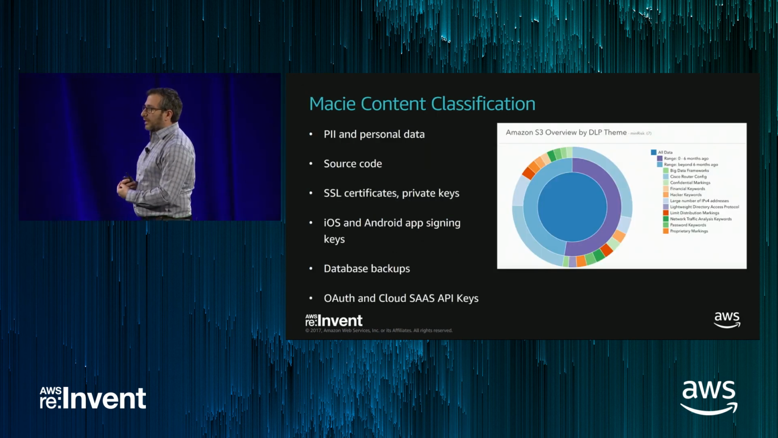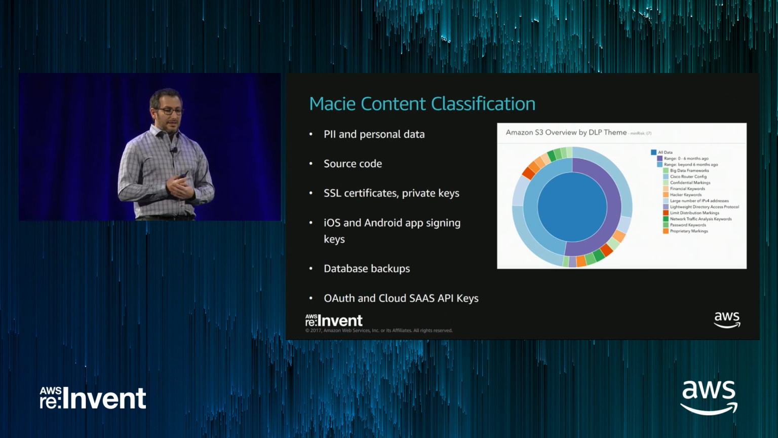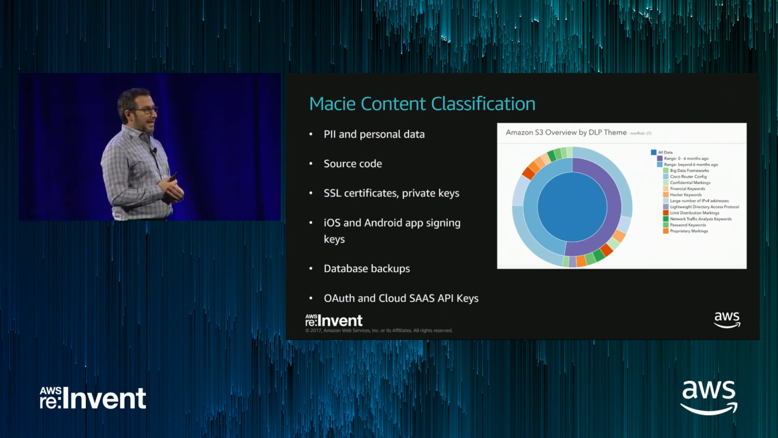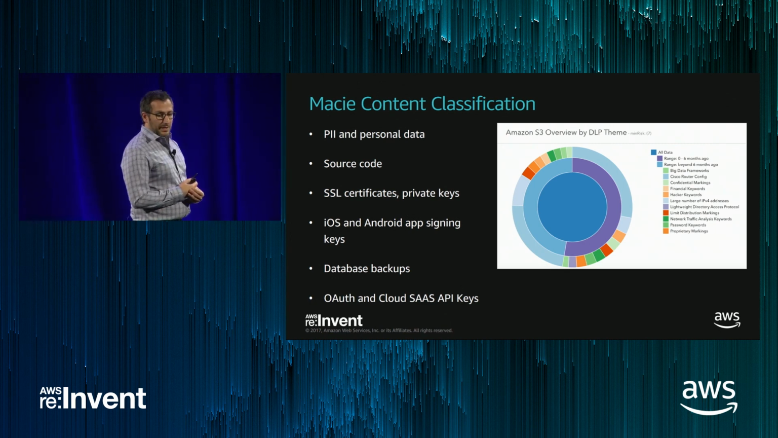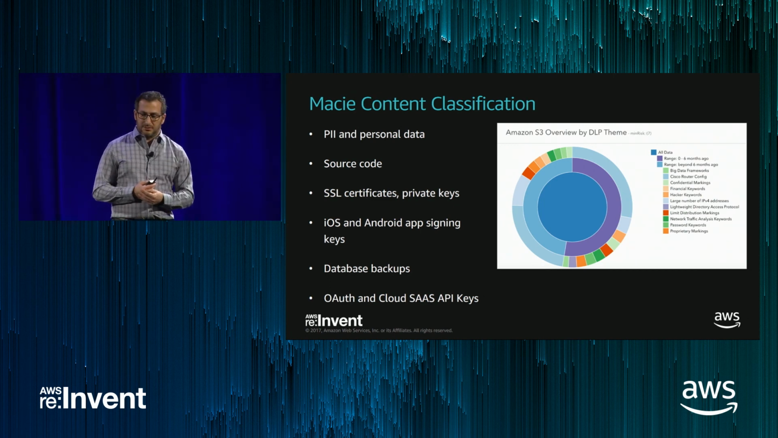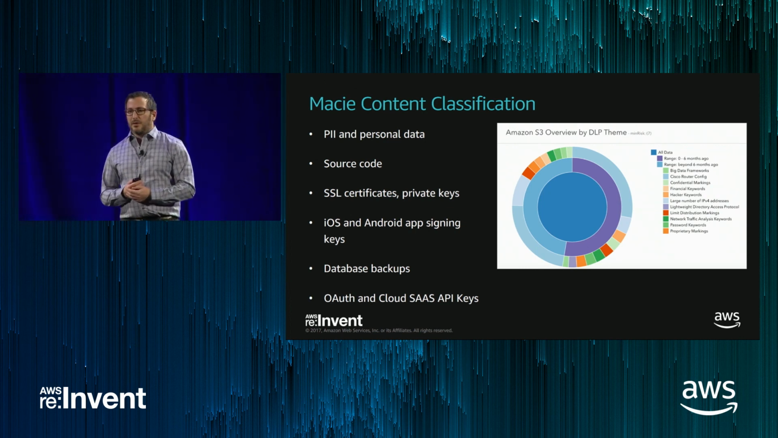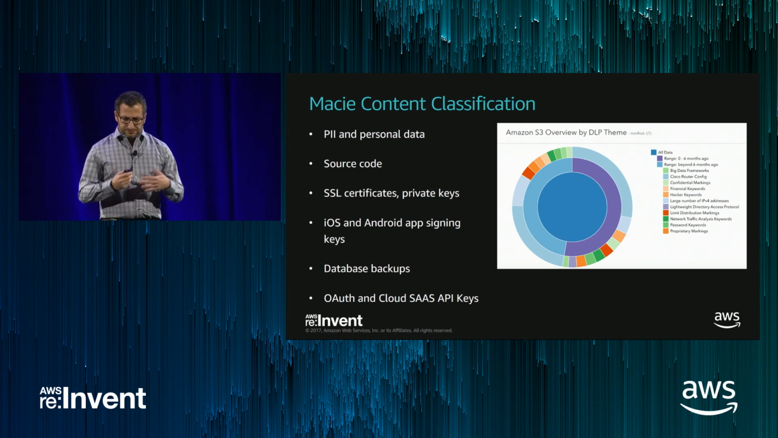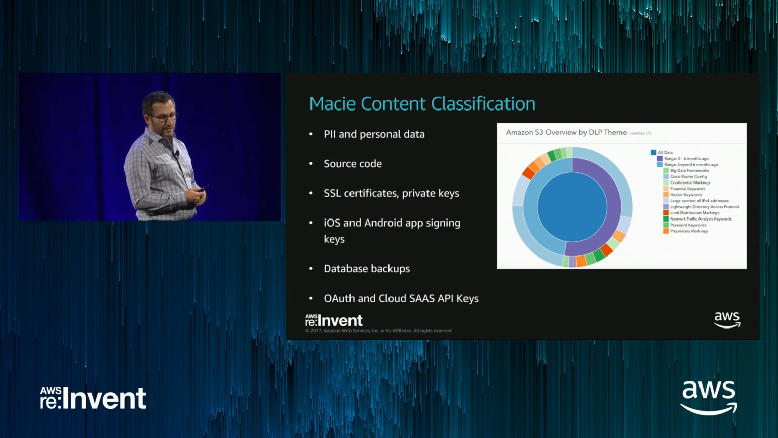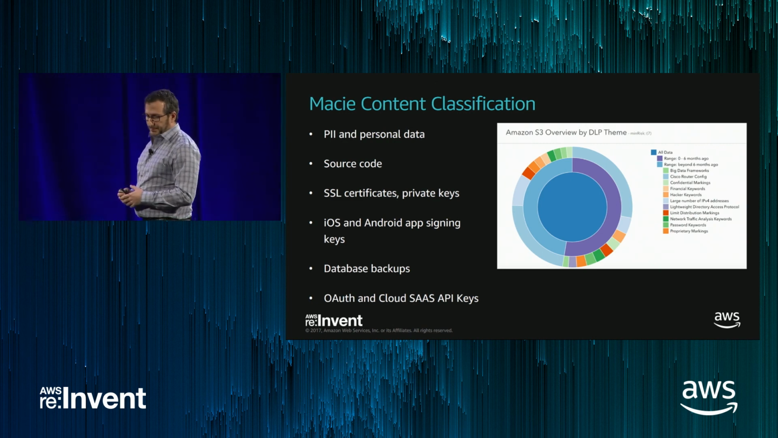I would like to highlight some key information about the data classification that Amazon Macie does. Not only does it detect PII and PHI, but it helps you classify the source code that you have in S3, helps you detect if you have any SSL certificate or private key uploaded to your S3 environment, and definitely if you have any database backups that are not well protected.